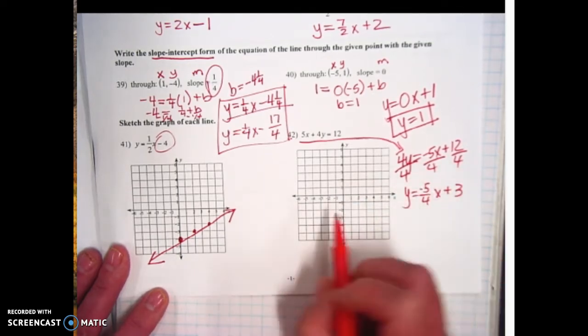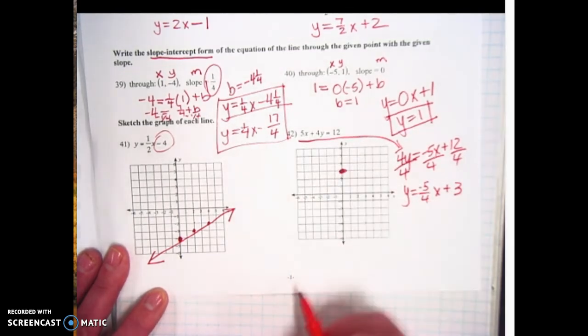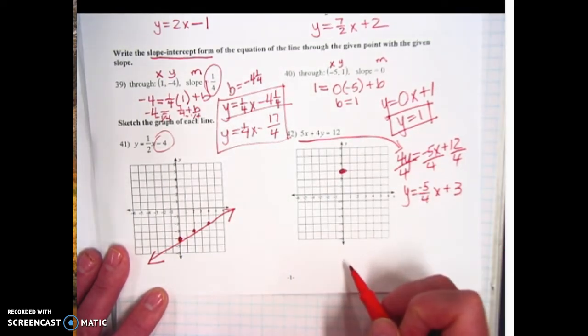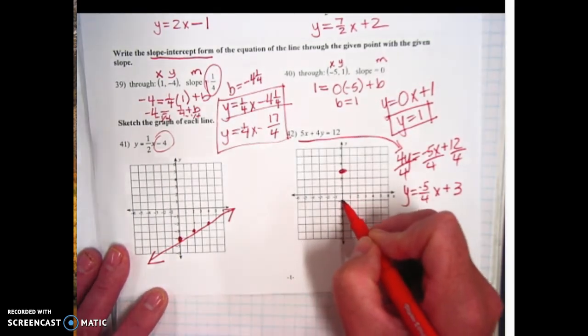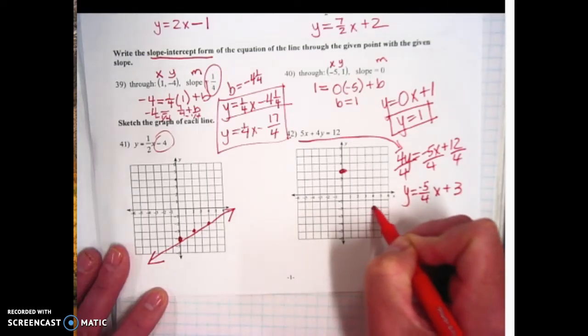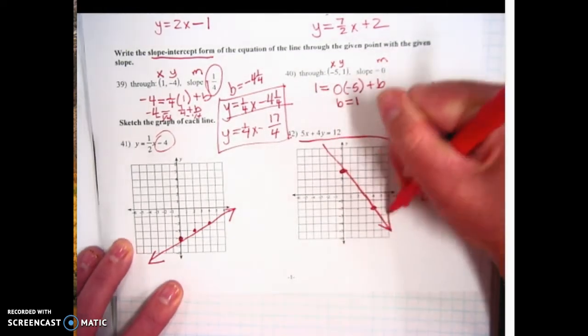So this one crosses the y-axis at positive 3, so go up 3, put a point. Slope is down 5/4. 1, 2, 3, 4, 5. 1, 2, 3, 4. So your line looks like this.